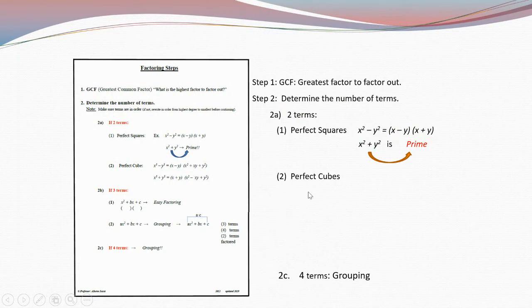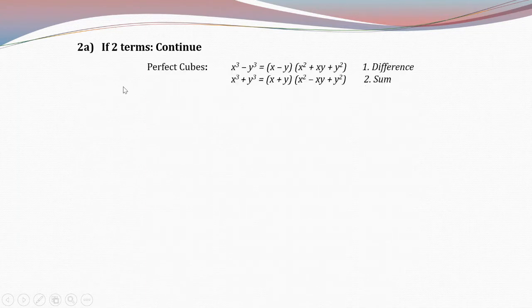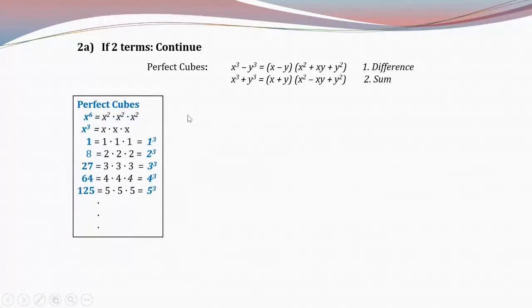Okay, now let's do perfect cubes. So we're doing this one here, example number 2A, which would be number 2 there. Now these are perfect cubes here, guys. These are the formulas. This is called the difference because the first one's minus. This is called the sum of two perfect cubes.